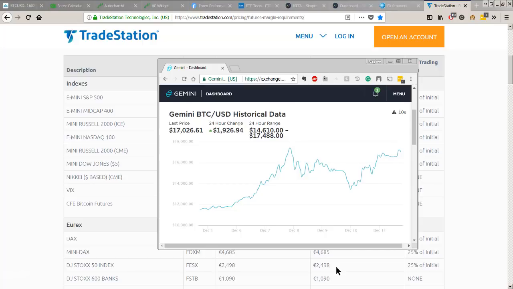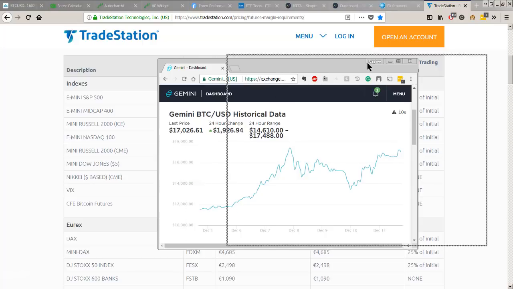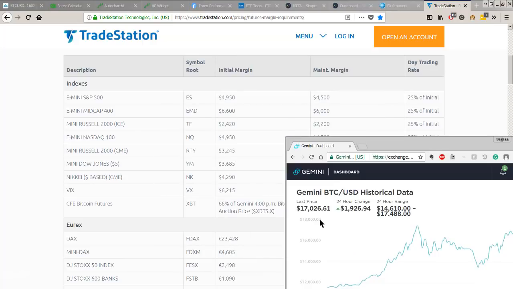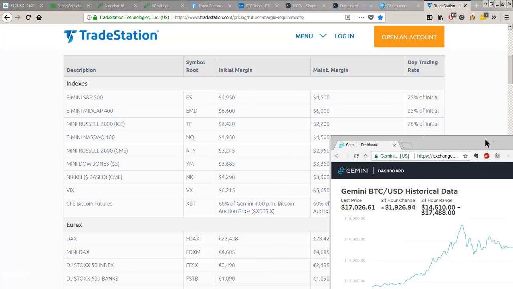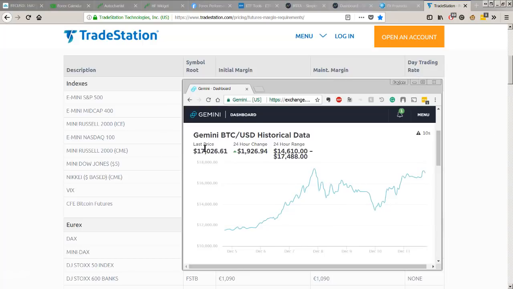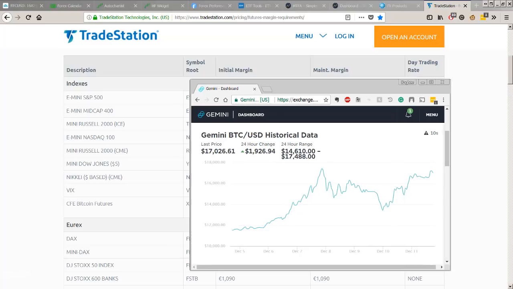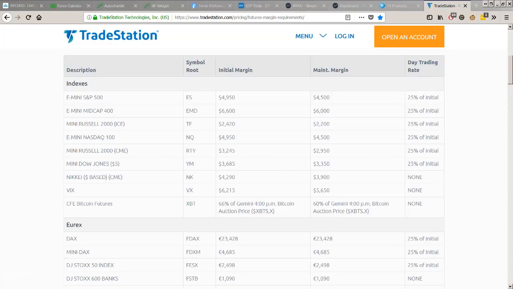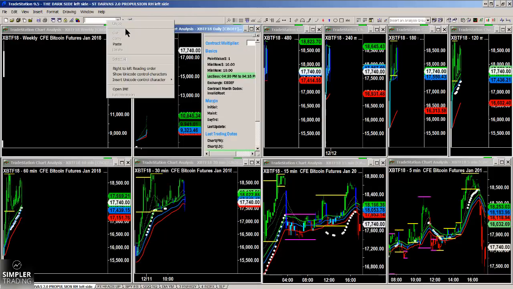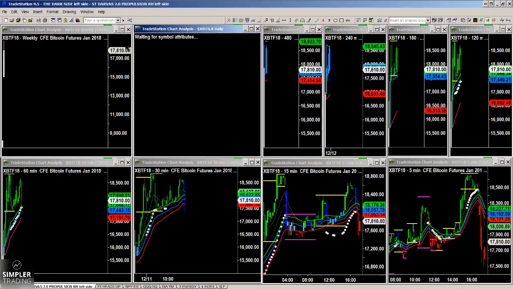This is my Gemini dashboard. And it's, as you can see here, it says 66% of the Gemini at 4 p.m. auction price. So this is not an inexpensive contract to trade. It is fairly expensive. So that gives you an idea of what the cost is going to be of this contract. You can also see there's a $XBTS.X. Let's take it back on over to the TradeStation platform. Pop that in there.